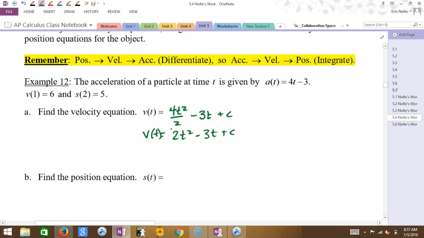Since they gave us this information, v of 1 is equal to 6, we can use that information to now solve for the c on our velocity function. So we're going to say that 6 is equal to 2 times 1 squared minus 3 times 1. Oops, I wrote a t, not a 1.